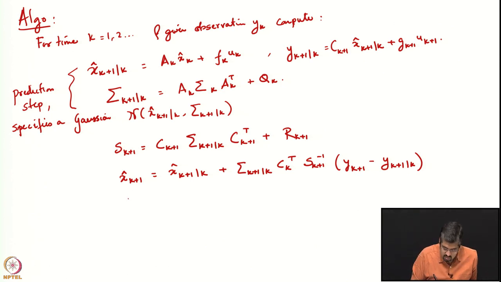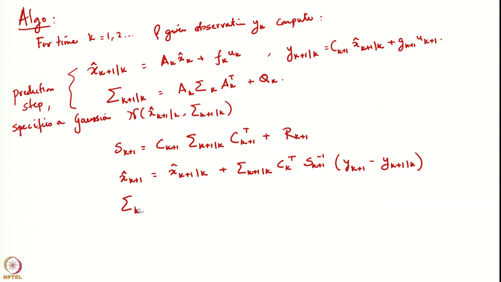And what is the covariance of that distribution? The covariance of that distribution is sigma k plus 1, where sigma k plus 1 is equal to sigma k plus 1 given k minus sigma k plus 1 given k c k plus 1 transpose s k plus 1 inverse c k plus 1 times sigma k plus 1 given k. So this completes our description.